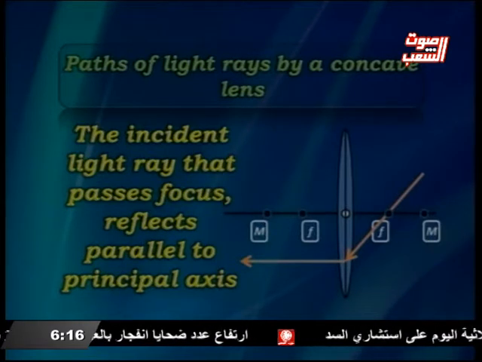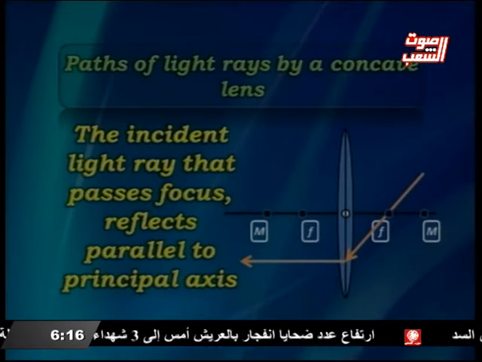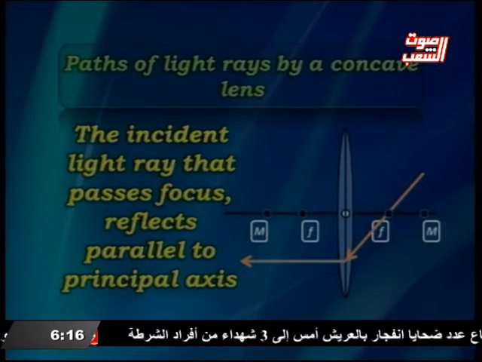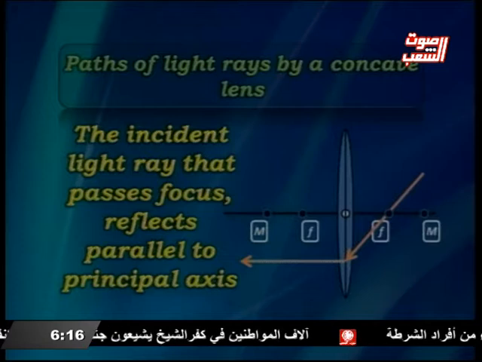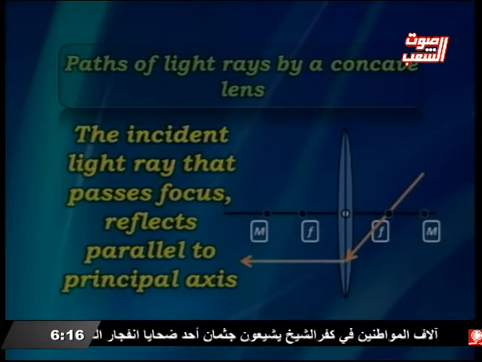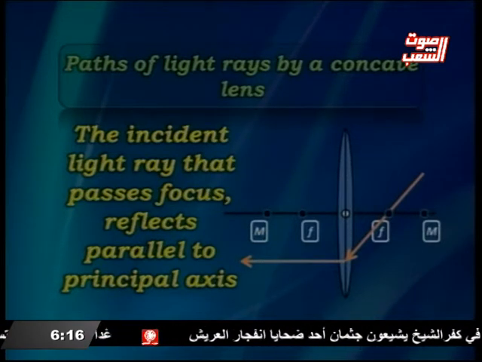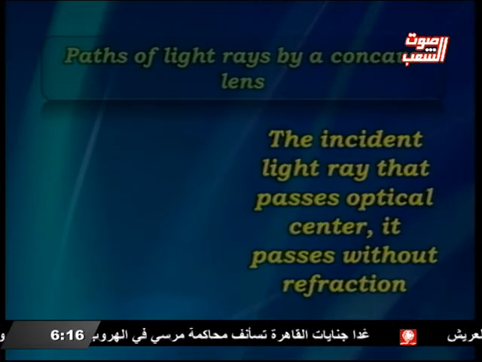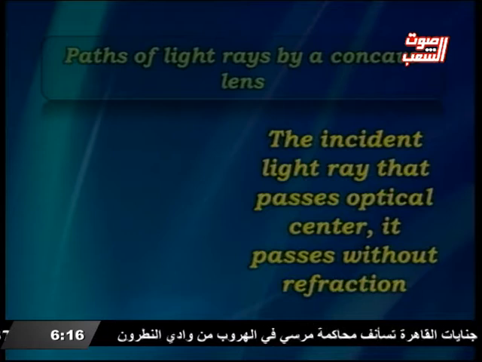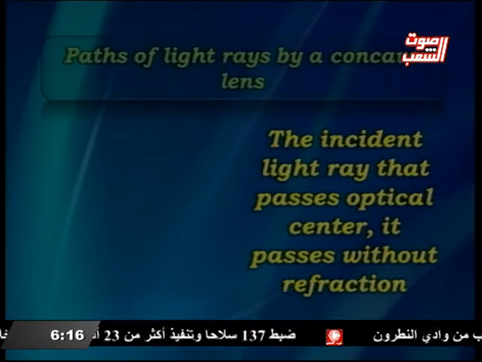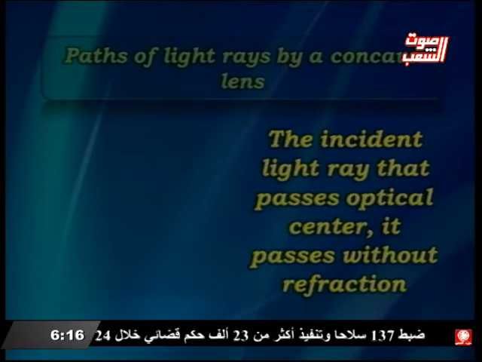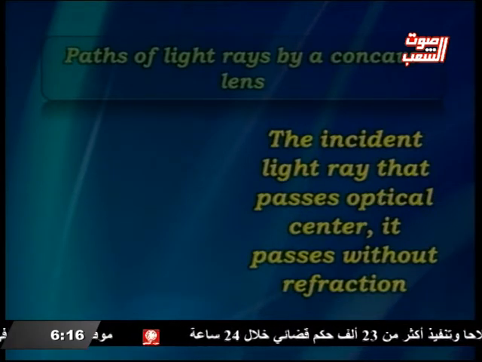But here the incident light ray passes through the focus first. The other one, the last case, is this light ray that is parallel to the principal axis. After that, the incident light ray that passes through the optical center passes without any refraction. What is meant by this? It passes in a straight line without any refraction.